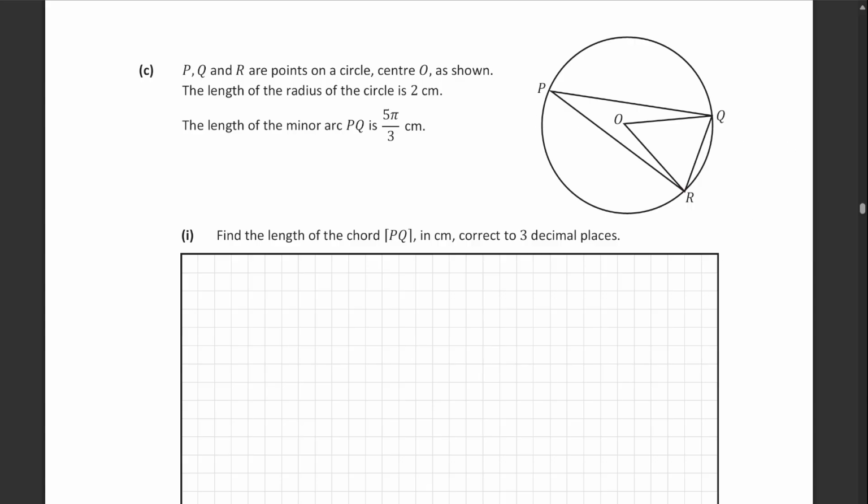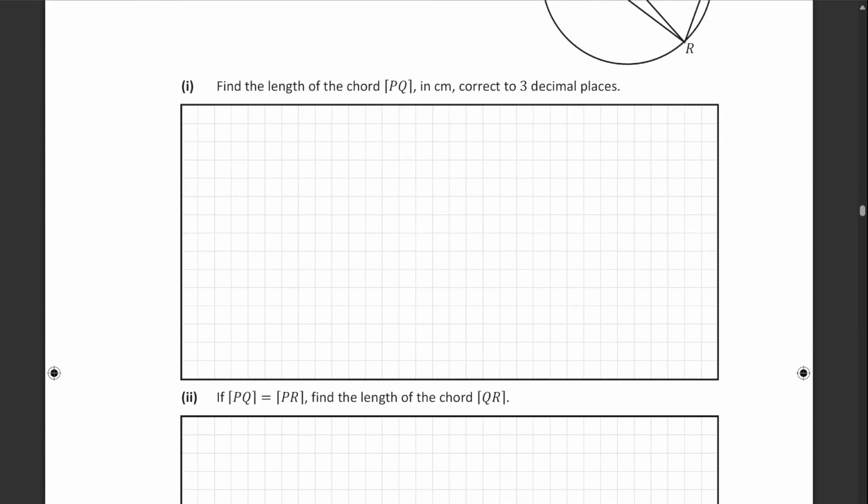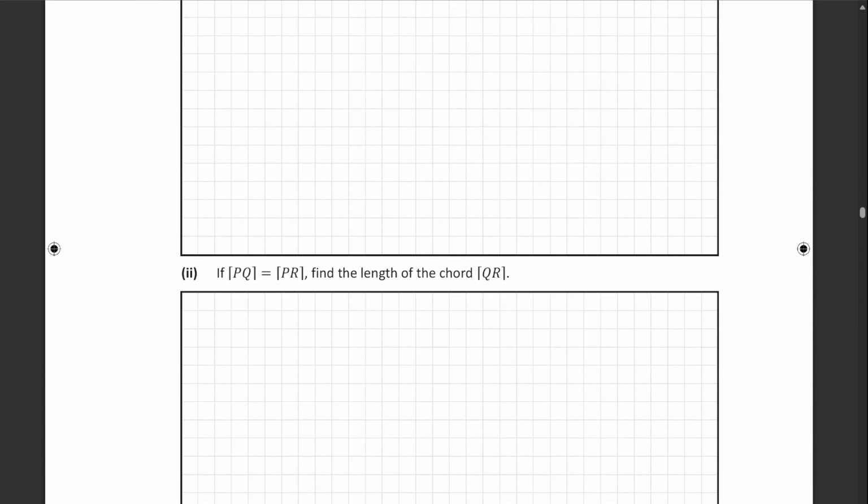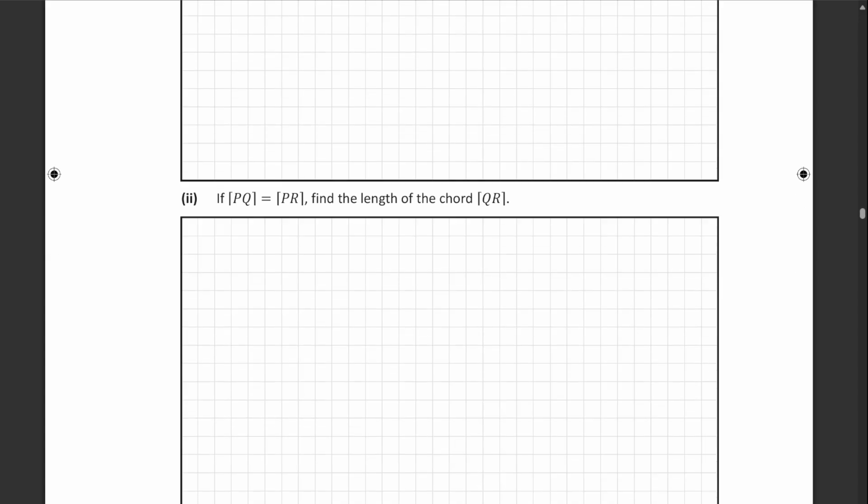Okay, grand. Find the length of the chord PQ. Honestly, there might be something similar to Pythagoras, and you'll have to use angles in there. If PQ is PR, find chord QR. Normally the notation is square brackets for line segments, but okay.